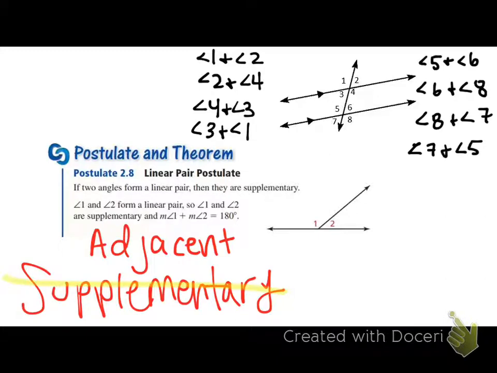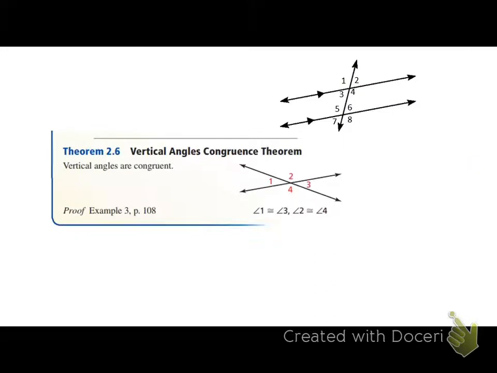If you'd like to highlight one example, you can do that. Like in the top, you could highlight angle 1 and angle 2 if you wanted to do that. Just an example of it. They're right next to each other. They're supplementary, not new information. All right, the next one, vertical angles.